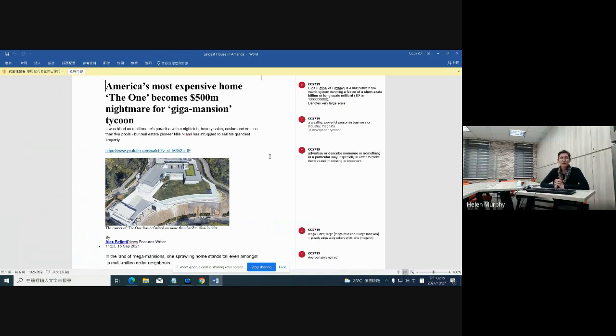Okay, so the owner of the house, the developer of the house, is basing the name of the mansion on the location because it's number one in the street, but also number one in the world, because he's trying to make it America's most expensive home.